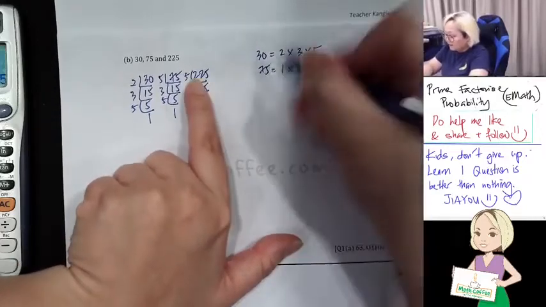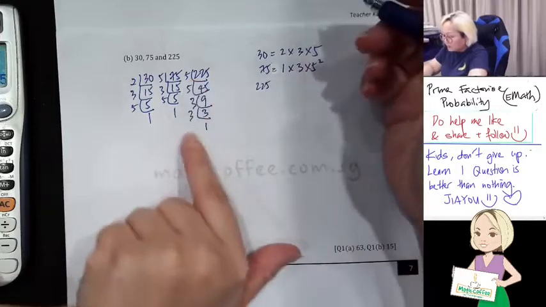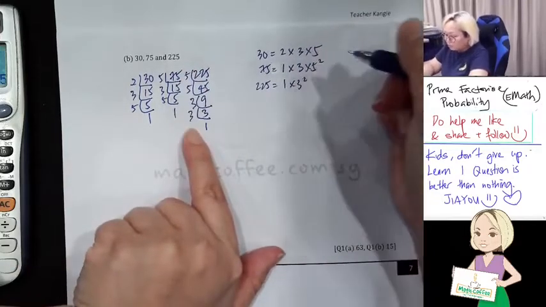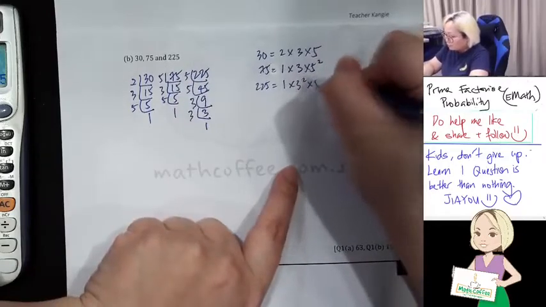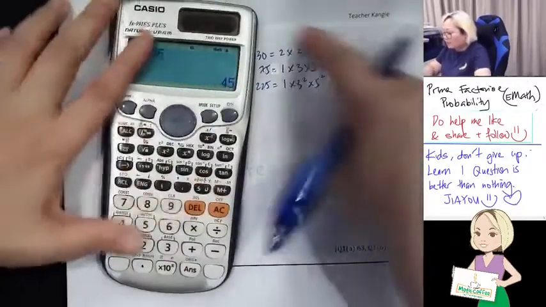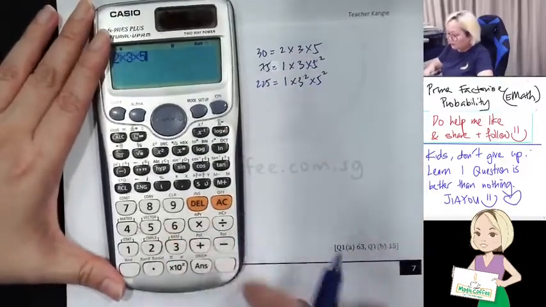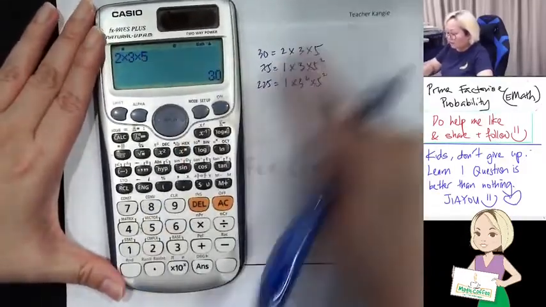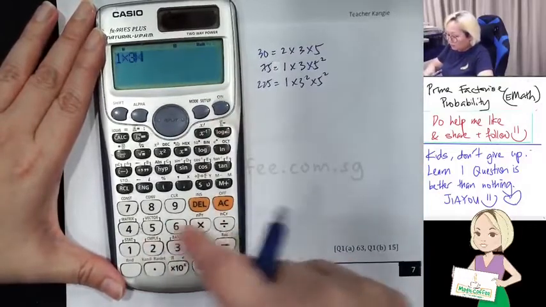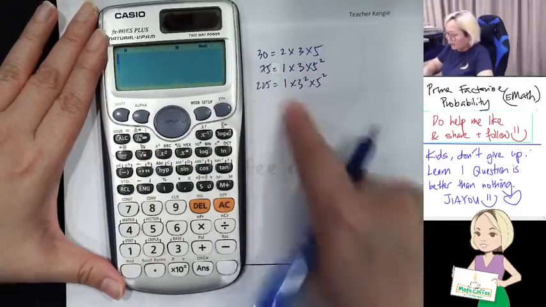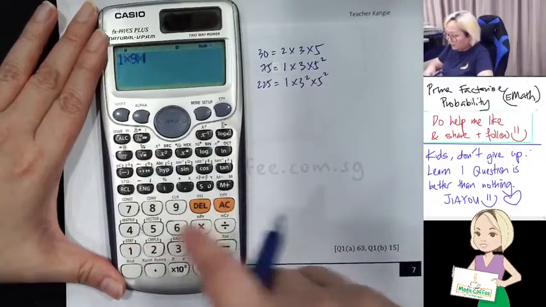Okay, 225. Is there any base 2? Also don't have. Put 1. 3 to the power of 2 and 5 to the power of 2. And let's double check that we did our prime factorization correct. So 2 times 3 times 5, 30. Correct. 1 times 3 times 25. Correct. And 225 is 1 times 9 times 25.